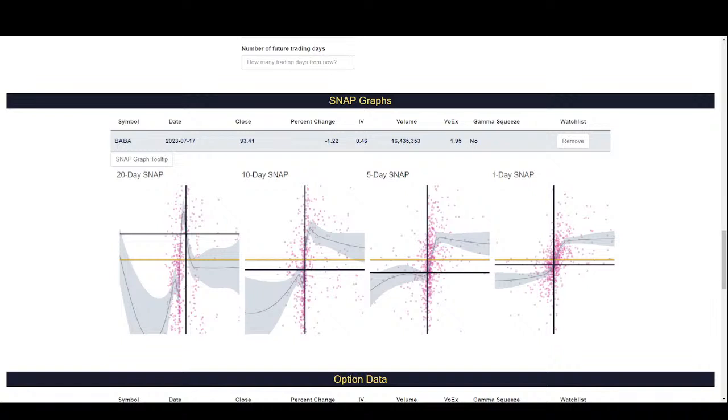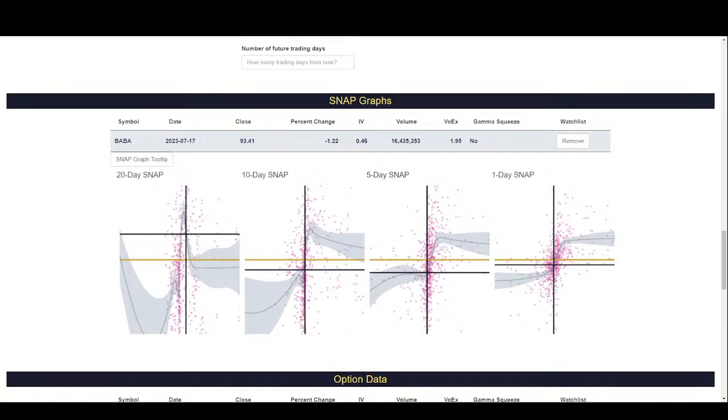The snap graphs are calculating 3 years of previous Voex data to give a price prediction for the future. Now, the snap graphs had a lot of back testing done on them, and the 20-day snap graphs over the past 5 years were correct 78% of the time.